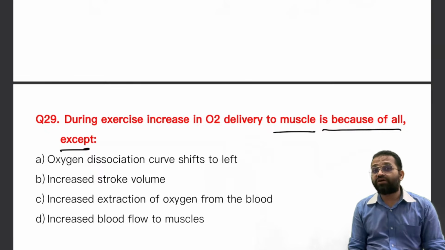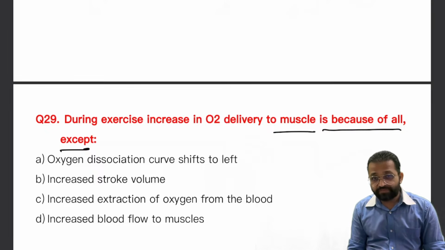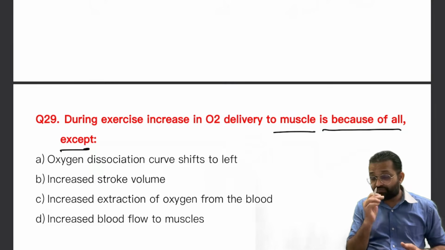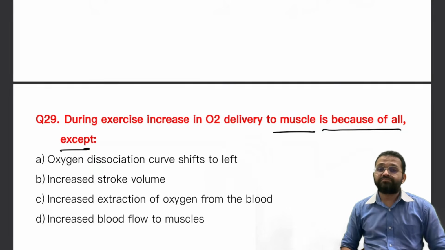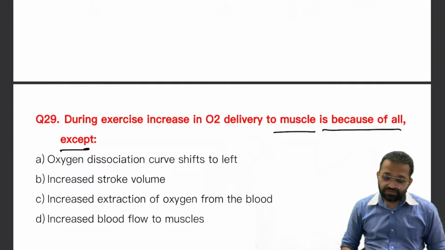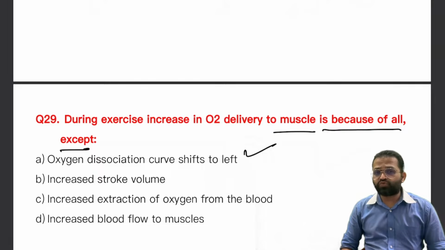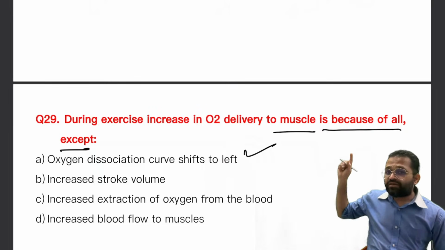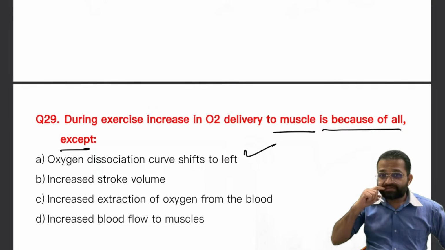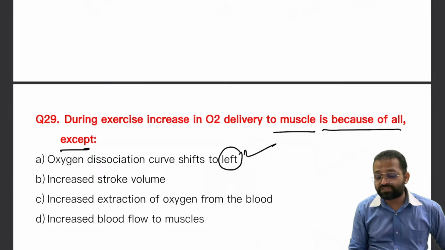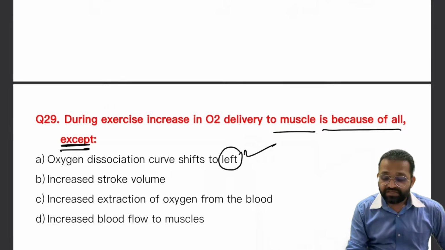Oxygen dissociation curve shifts to the left. Remember the oxygen hemoglobin dissociation curve, whenever the curve is shifting to the right, more release. So this exactly matching. Increase stroke volume, yes, because of all except. Fine, it is right, but it is saying left. It is saying left. Yes, it is wrong statement. They are saying except. Increase stroke volume.